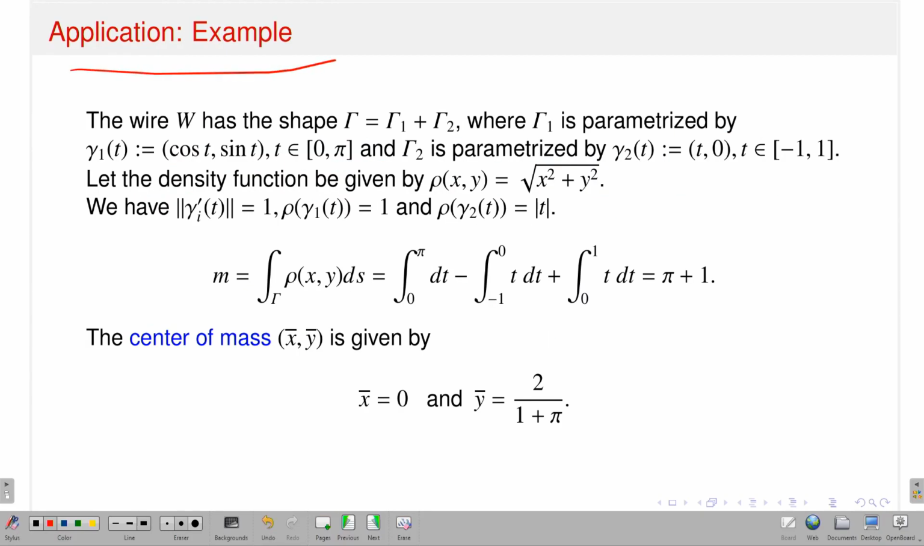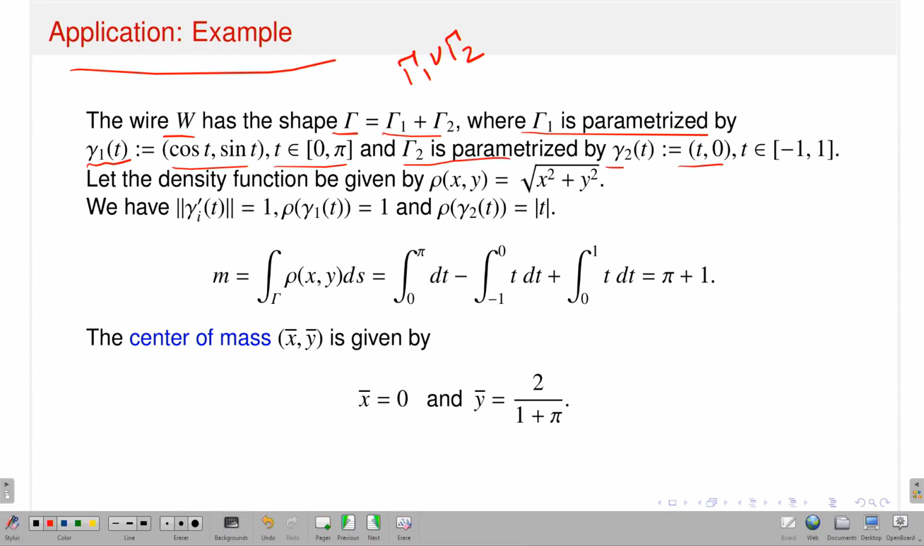So, one example I have given. Okay. So, this is the example. It says that suppose the wire W has the shape gamma 1 plus gamma 2. You can also write gamma 1 union gamma 2, it does not matter, where each parameterization I have given, where gamma 1 has a parameterization by small gamma 1 of t equals cosine t, sin t, t from the closed interval 0 to pi. That means actually I am talking about the unit circle on the upper half plane. Okay. So, the upper semicircle I am talking about. And what about gamma 2? Gamma 2 is parameterized by small gamma 2 of t.